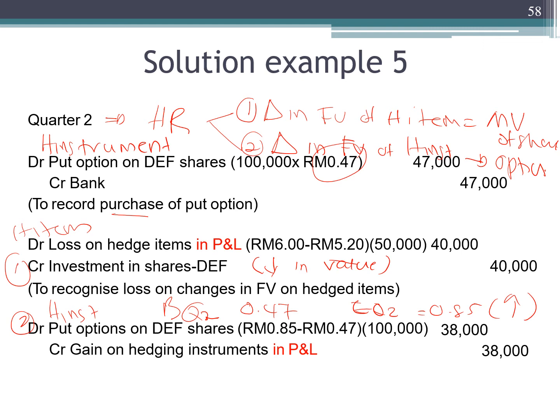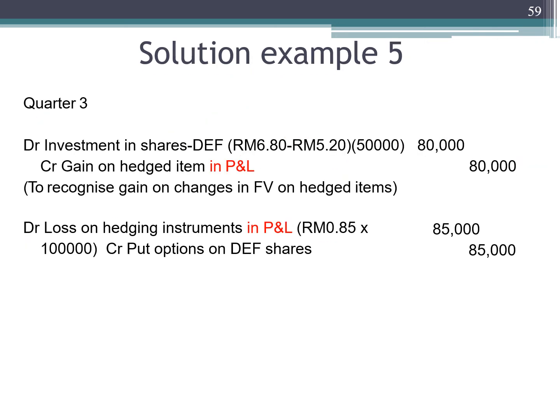The amount that you have here is 38,000. That is the amount you get when you multiply by the number of options, so you have 100,000 options. Okay, and then we'll move to the next one, quarter 3.